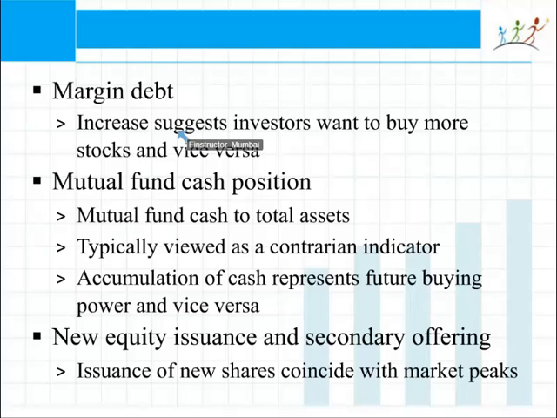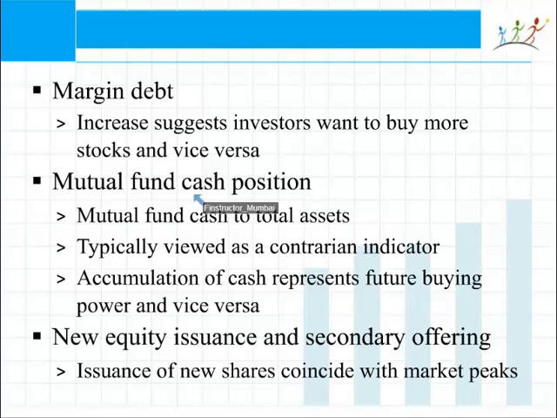Just like we studied margin funding, we can use margin debt to understand the buying pattern of the market. An increase in margin debt suggests that investors want to buy more, and a decline in margin debt indicates that investors are exiting the market. If they're taking more and more margin debt from the broker, they're buying more. A very interesting non-price based indicator is the mutual fund cash position.